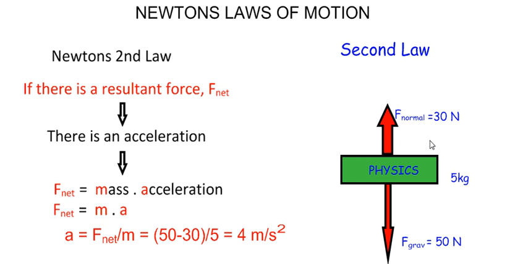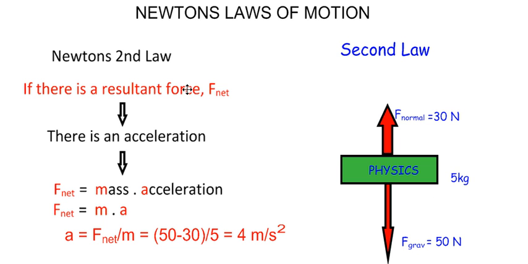In the case that the normal force was reduced to 30 newtons, we need to relook at the whole situation again. So we look at the body isolated from its surroundings. We draw a free body force diagram showing the forces acting on it. And we look at what the size of these forces are. 50 newtons acting downwards, 30 newtons acting upwards. That means that there is a net force of 20 newtons downwards.